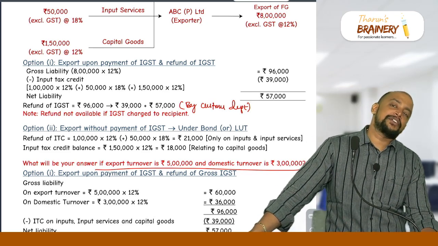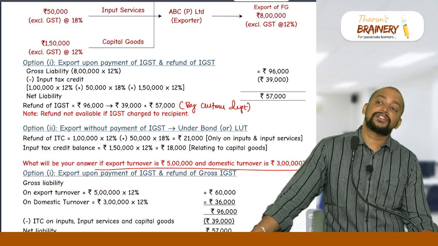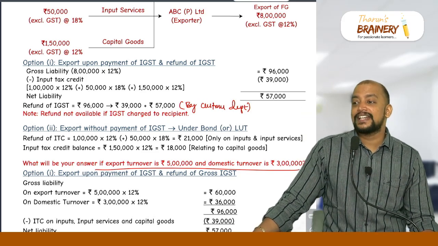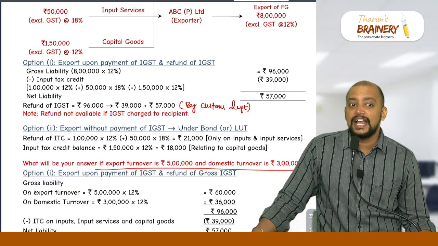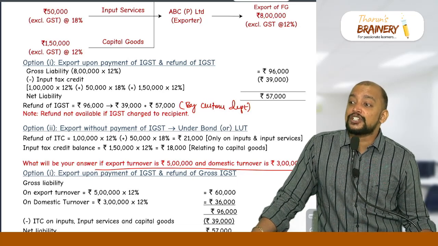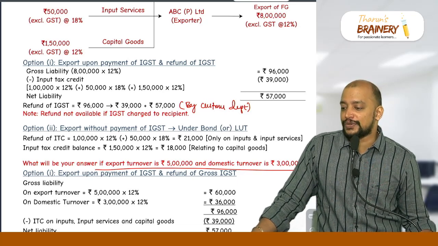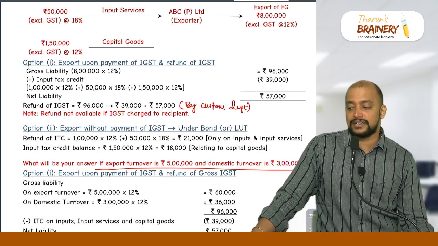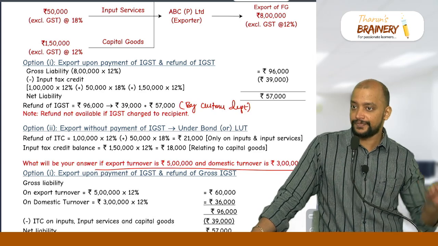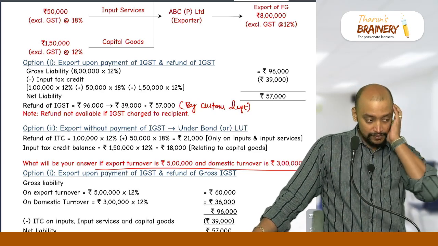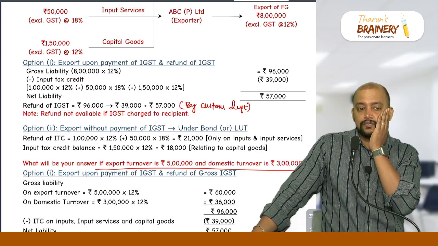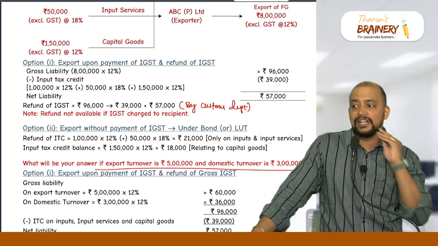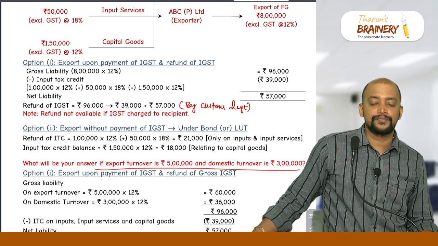And below that write down refund. How much? 60,000. Why 60,000? On export, how much IGST you paid? 60,000. That much only you will get as refund. Refund sanctioned by Customs Department equals 60,000.